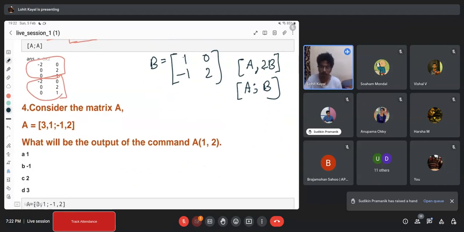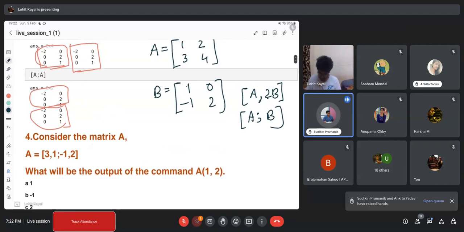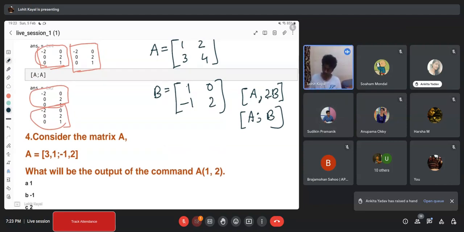Somebody raised a hand. Pramanik. Yes, sir, I would like to ask one question. Sir, when I put z equals A comma 2B, it is giving an error saying that you have to check the multiplication operator. So A comma 2B means 2 star B. Yes, sorry, 2 star B. Okay, sir.